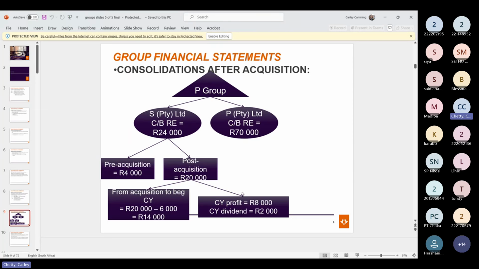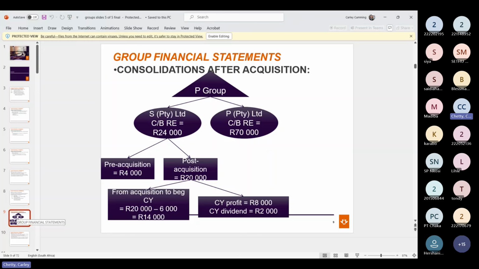And you can see the current year profit is shown as 8,000 Rand, and the current year dividend is shown as 2,000 Rand. Whatever is left over after you take out the current year profit from the post-acquisition amount is for the period after acquisition to the beginning of the current year. So in this scenario, the post-acquisition amount was 20,000, minus the current year profit less the dividend, which is 6,000. Therefore, the amount of 14,000 relates to the period after acquisition up to the beginning of the current period.